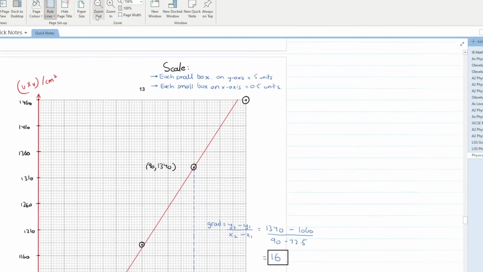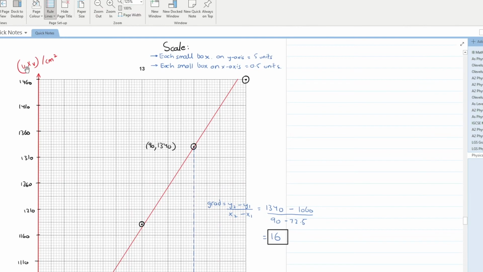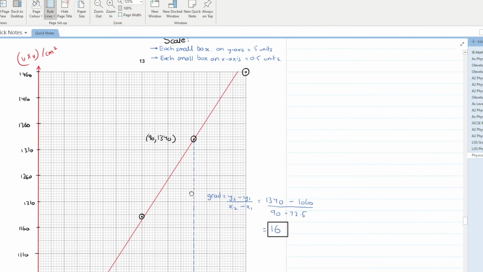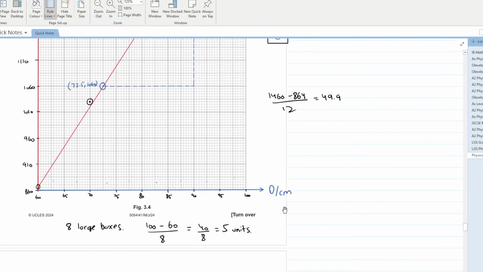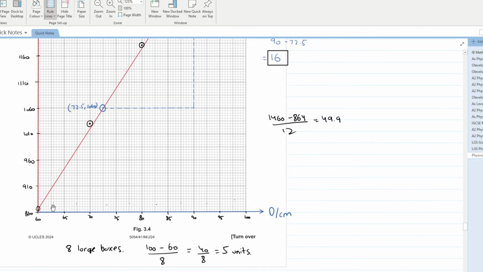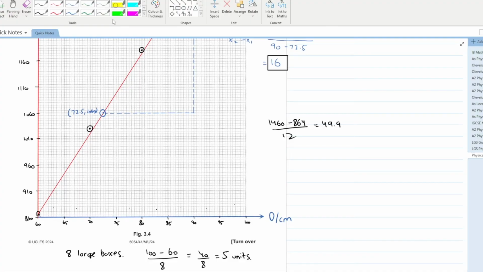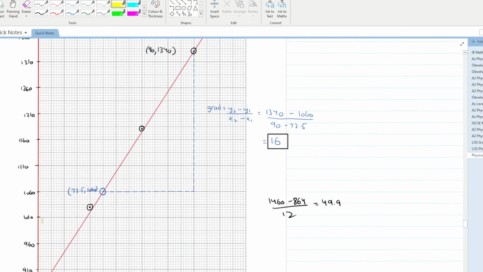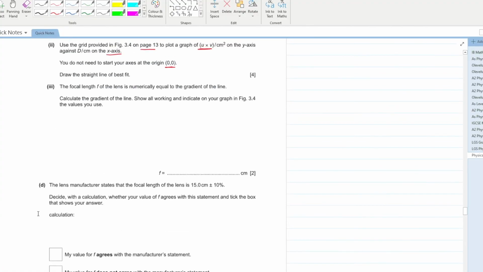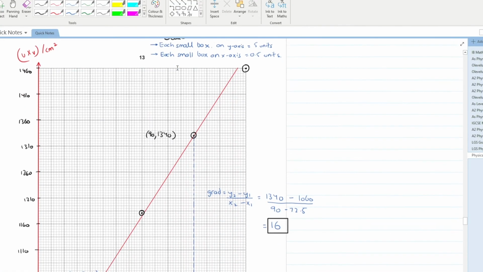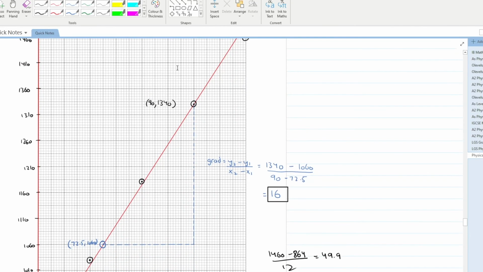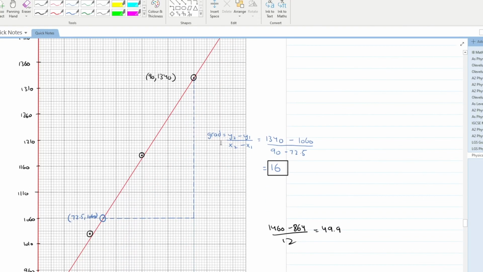You have given the labels as well. You can see u into x per centimeter square. On the x-axis, we have d per centimeter. I have plotted the scale accordingly. I haven't started from 0, 0. I have started from 860 and 60. Why? Because the examiner has instructed me as well. And secondly, I want to take such a scale that covers most of my graph. Okay. Then I drew a line of best fit, and this is my line of best fit.